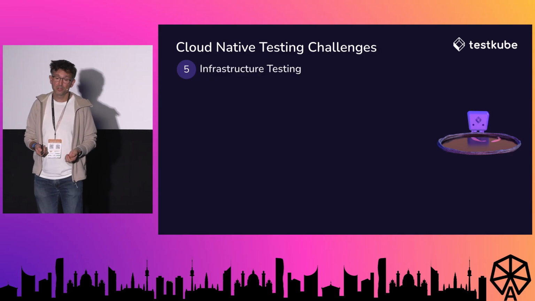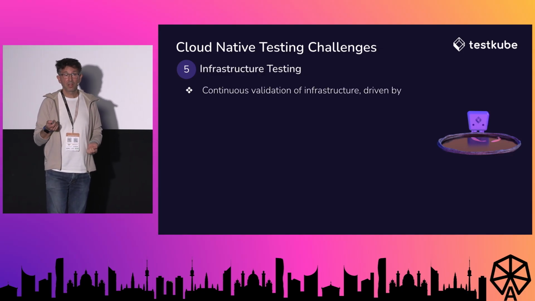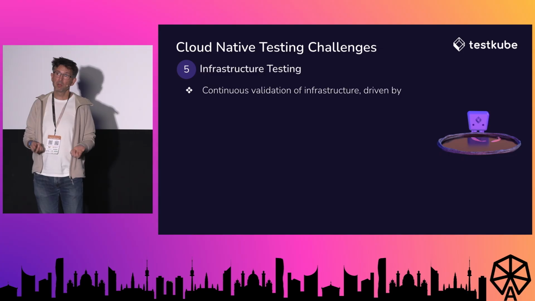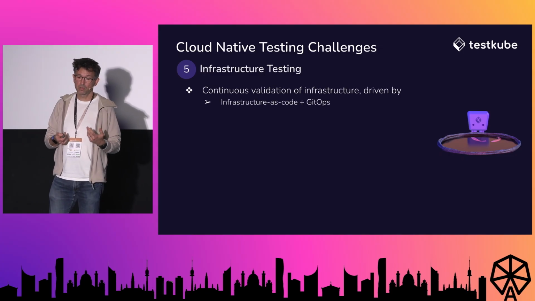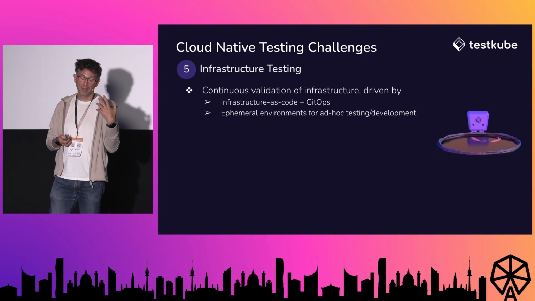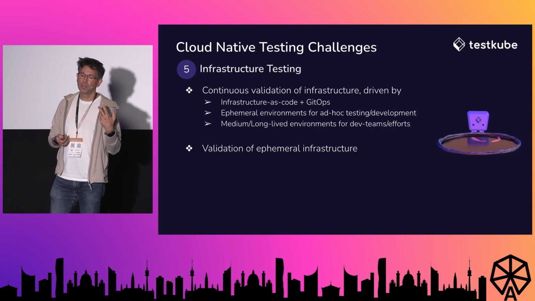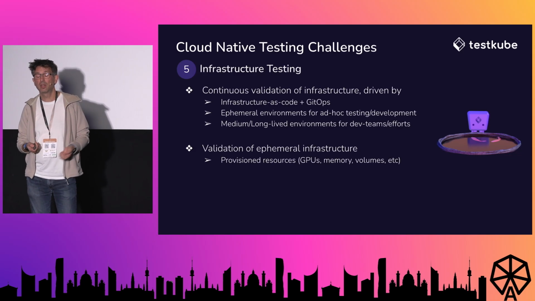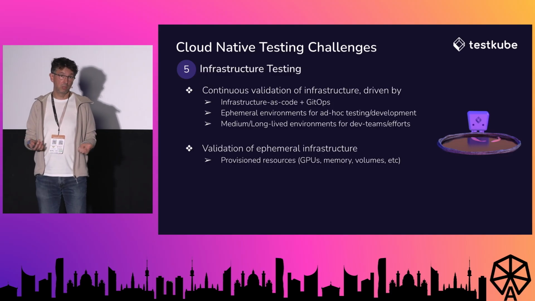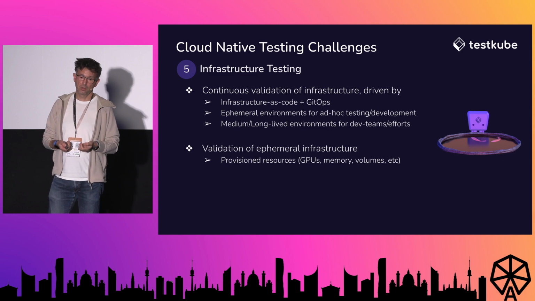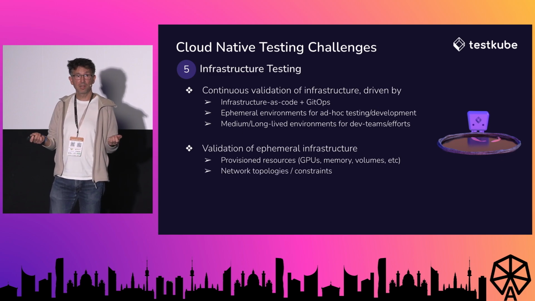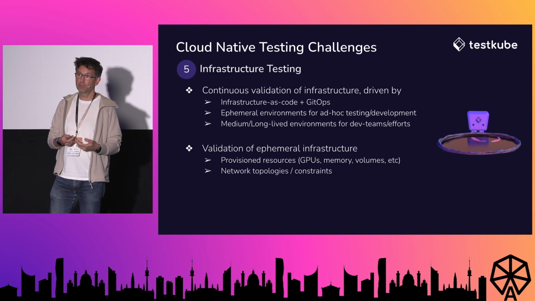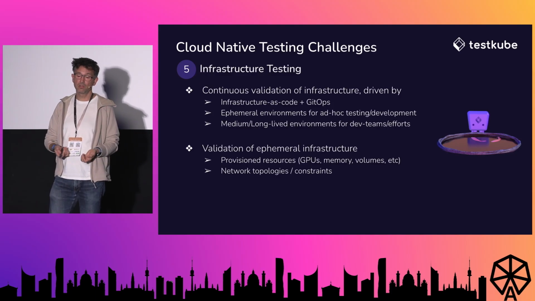And finally, infrastructure testing. This is actually pretty common. As you dynamically provision infrastructure, you want to make sure that it has access to the resources it needs. So let's say you're provisioning infrastructure that's going to do AI workloads. You want to make sure that you have GPUs available. You might want to make sure that you have network topologies in place so that whatever you deploy in that infrastructure can talk to whatever else it might need to talk to.